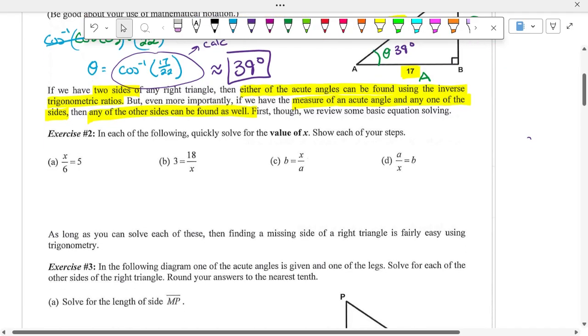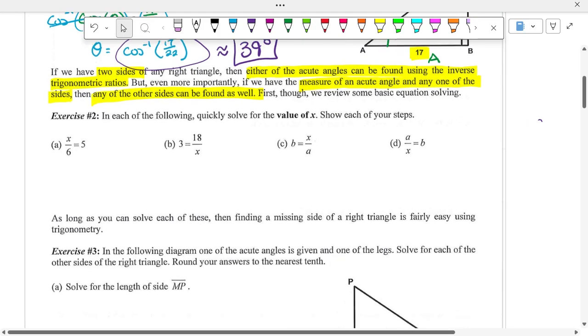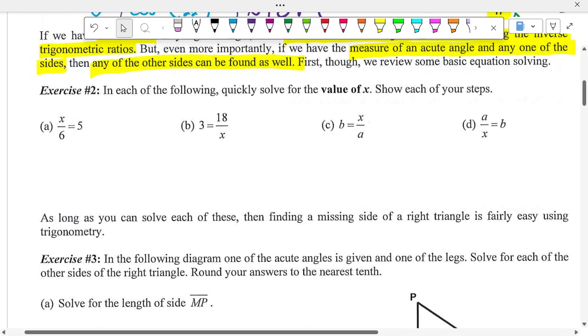So, first off, let's talk some shop. Because solving equations like this is going to be helpful with using trig for solving sides. So for A, how do I solve for x?